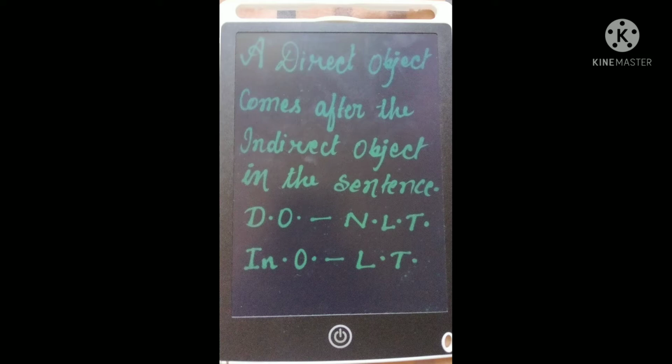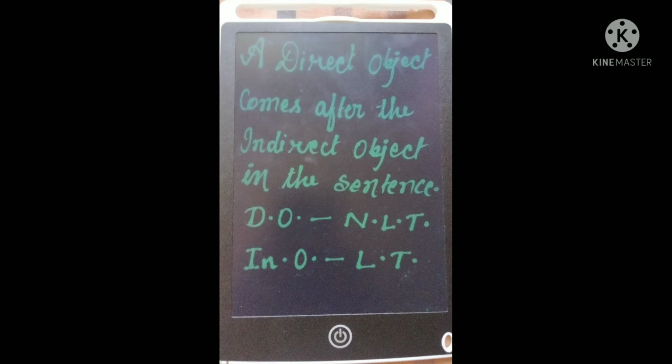Okay, so now I am going to give you another clue on how to identify a direct object and an indirect object. A direct object is most probably a non-living thing. Okay, what is a direct object? A direct object is most probably a non-living thing. While on the other hand, an indirect object is a living thing.